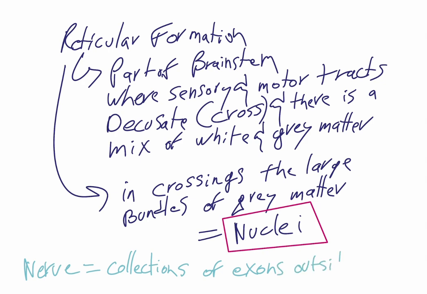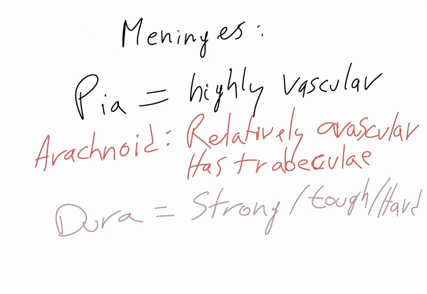Next up, we're going to go into some details regarding pia, arachnoid, and dura mater. I want you to associate these coverings of the brain itself as pia mater being highly vascular, arachnoid mater being relatively avascular but has trabeculae, and dura mater being strong, tough, and hard.